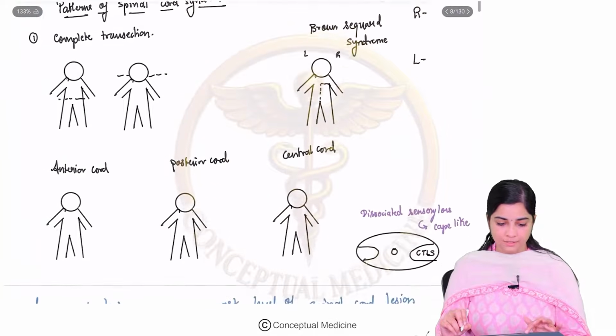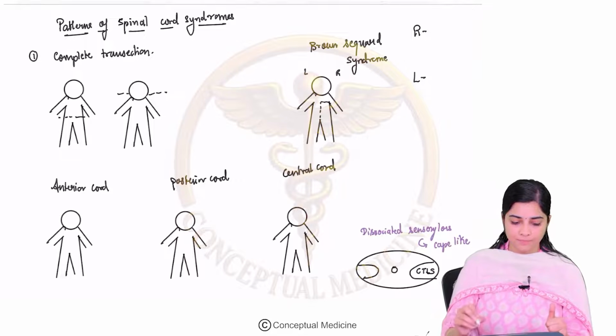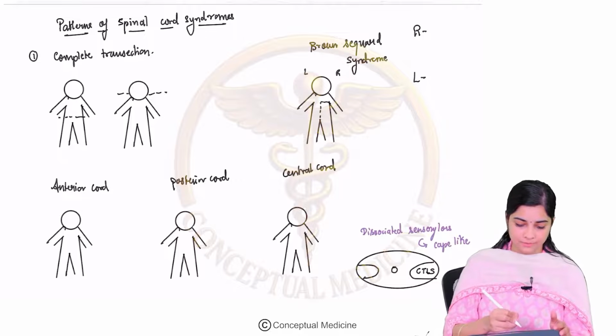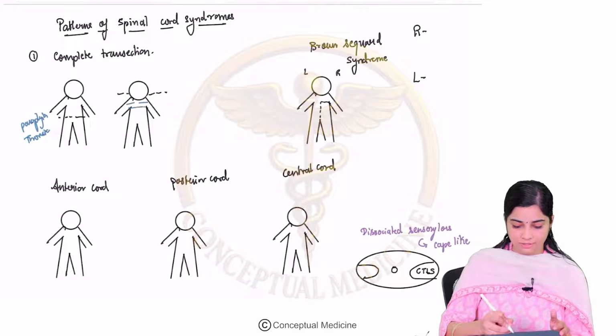Now let us understand the patterns of spinal cord syndromes. In complete transection of the spinal cord, what will you get? You will get a paraplegia if there is a thoracic cord transection. If there is a cervical cord transection, then you will get a quadriplegia.